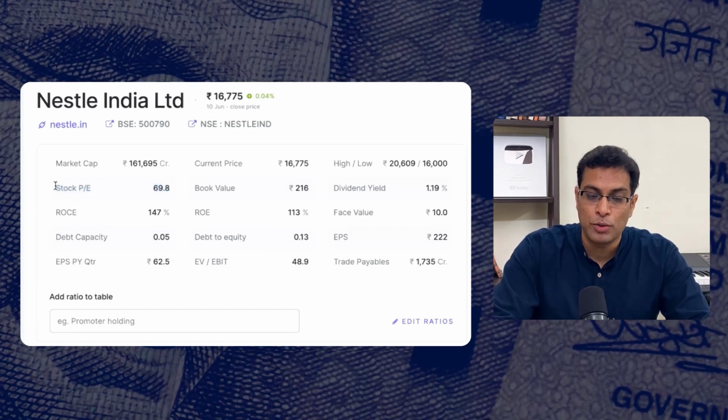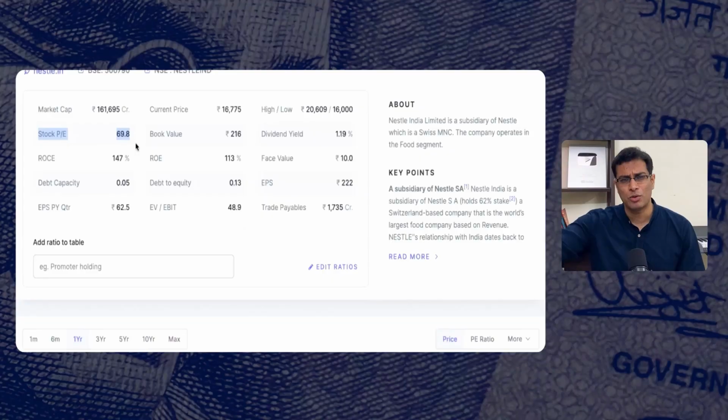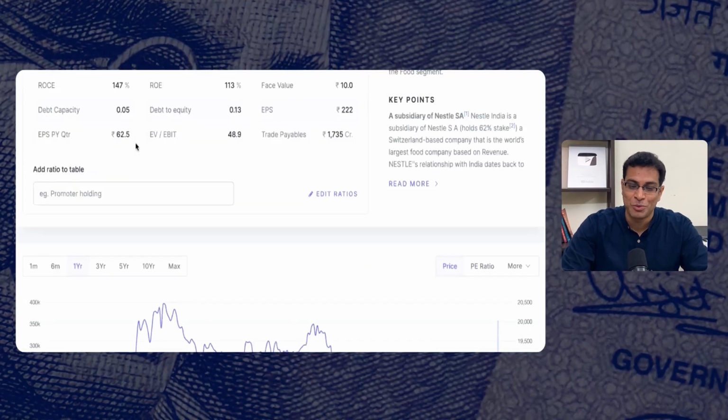For example, if you take a look at Nestle's PE, you will figure out that Nestle's PE is roughly 70. Now, in absolute terms, if you do a little bit of digging, you will figure out that TCS's PE is at 32. Now you go check out TCS's PE, it will come out to be roughly 30-35. So you will say, you know what, Nestle is very, very expensive from a PE point of view. I'm never going to buy Nestle. Okay, so let us assume that you did that.